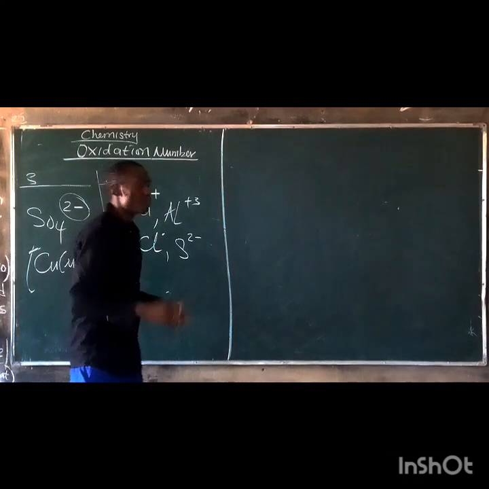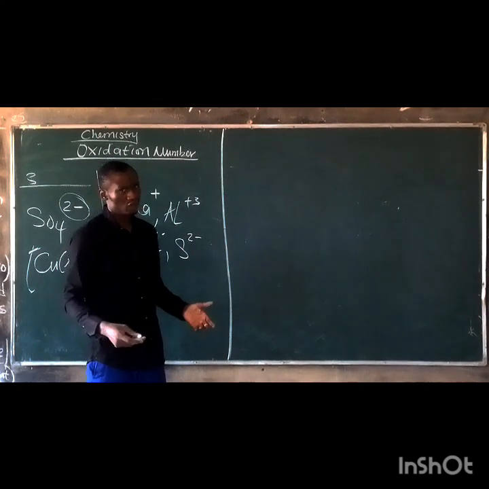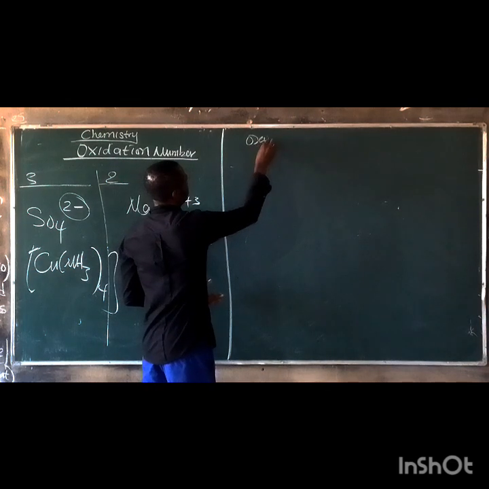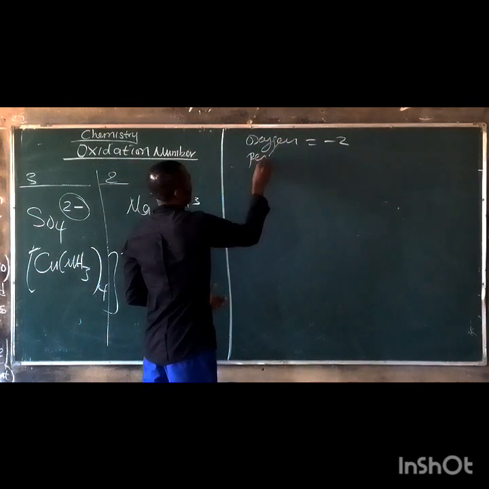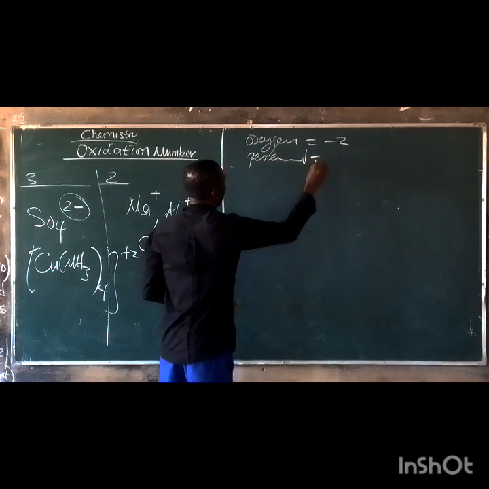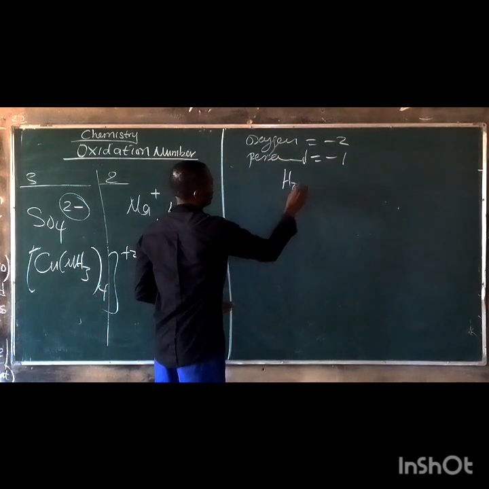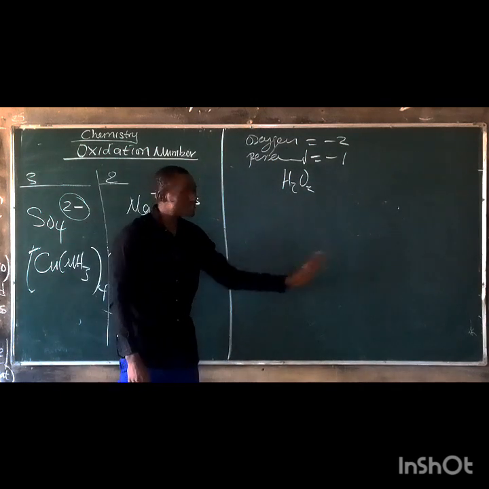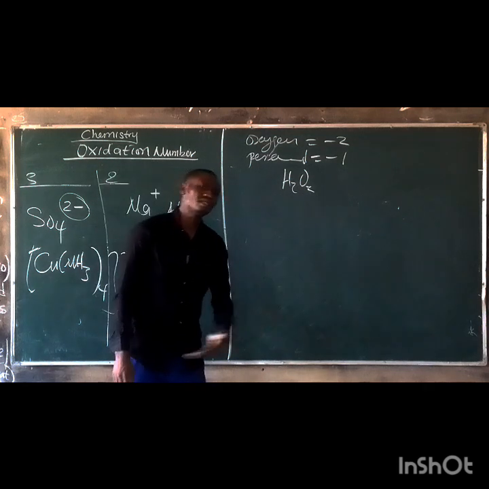You can write that down. Oxygen has oxidation number of -2, but in peroxide, the oxidation number is -1. Peroxide like hydrogen peroxide. Alright? The oxidation number of oxygen is -2, but in peroxide it is -1.